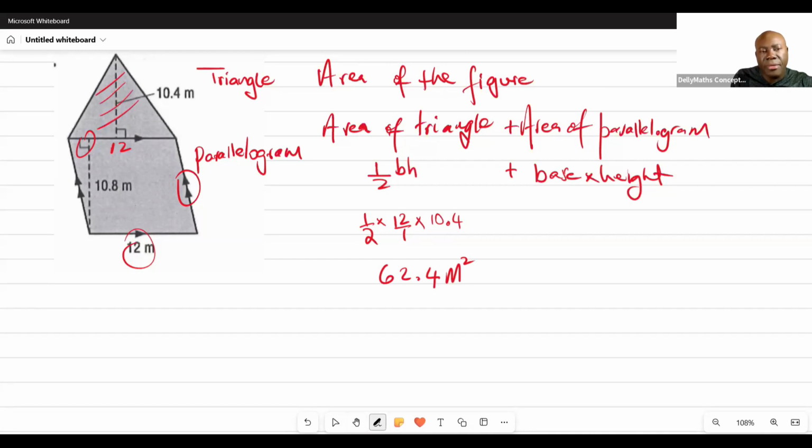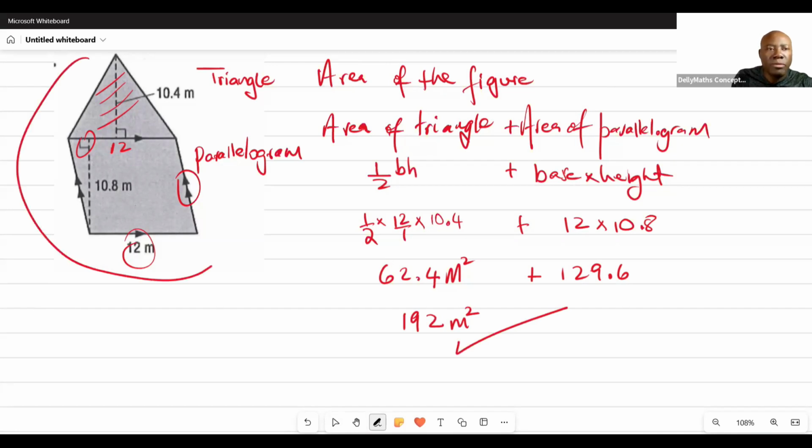Now for the parallelogram, it's very easy. It's basically 12 times 10.8. Because it's really base times height. And that's going to give us 129.6. Let's add that to 62.4. And finally, it's 192 square meters will be the area of the whole figure that we have right there.